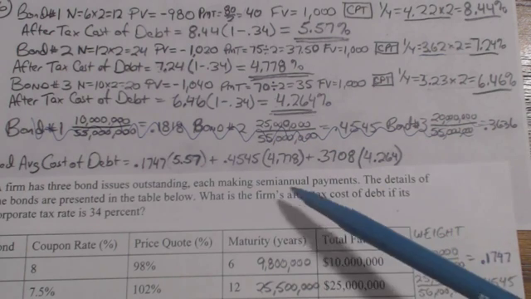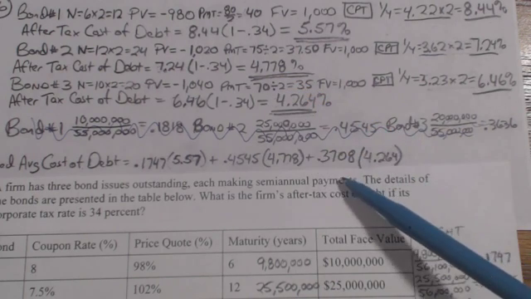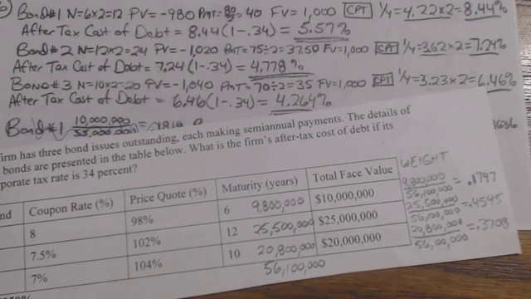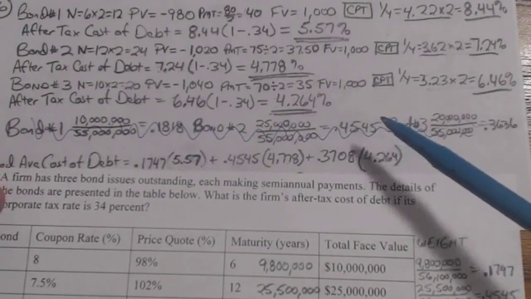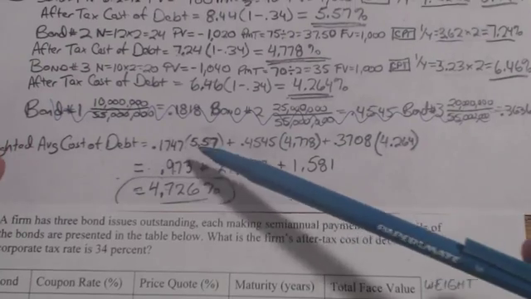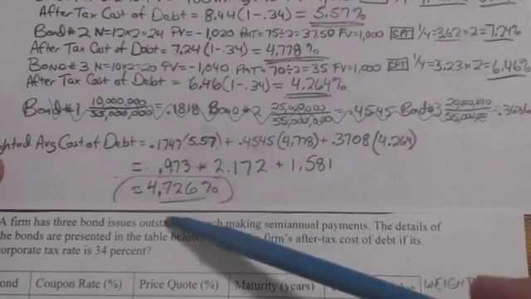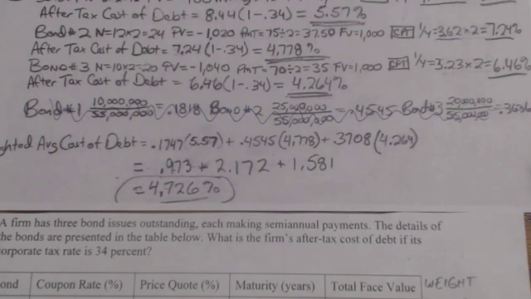It worked out to 0.4545 times the after-tax cost of debt, and then 0.3708, which was the third weight, right here, times bond 3's after-tax cost of debt. It's just a simple weighted average. These things turn out to be this. You add them together, and you get 4.726. He has 4.725. I rounded somewhere or something. But that's how you do problems 5 and 6 on page 88, Business 342.